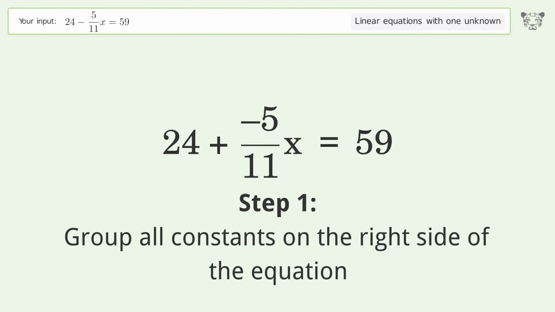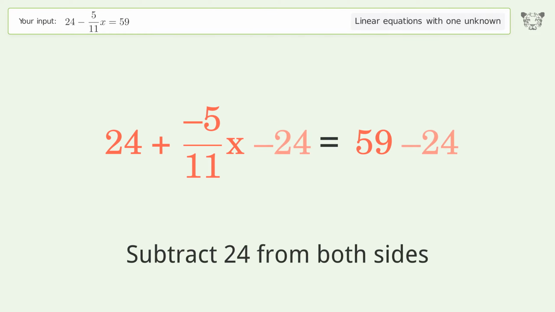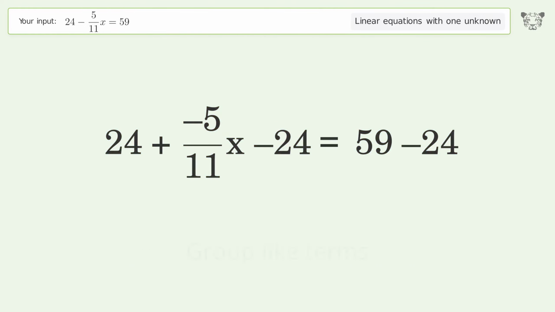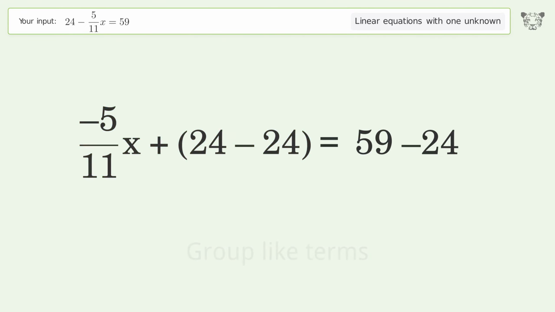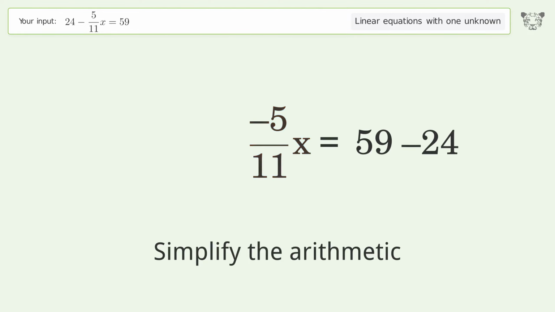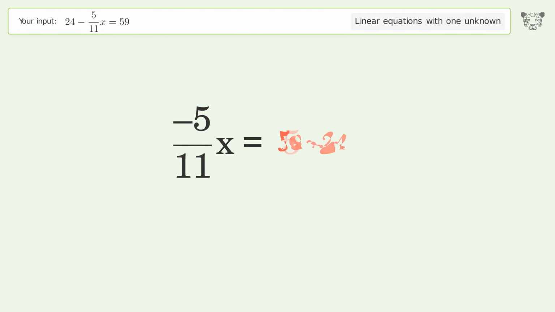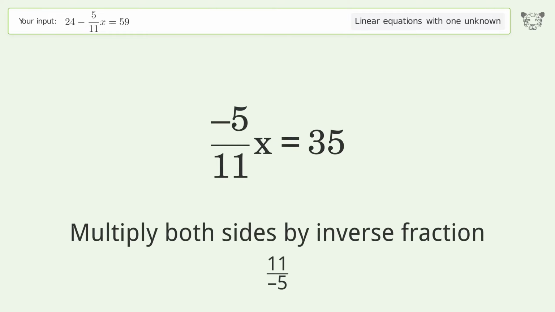Group all constants on the right side of the equation. Subtract 24 from both sides. Group like terms. Simplify the arithmetic. Isolate the x. Multiply both sides by inverse fraction 11 over -5.